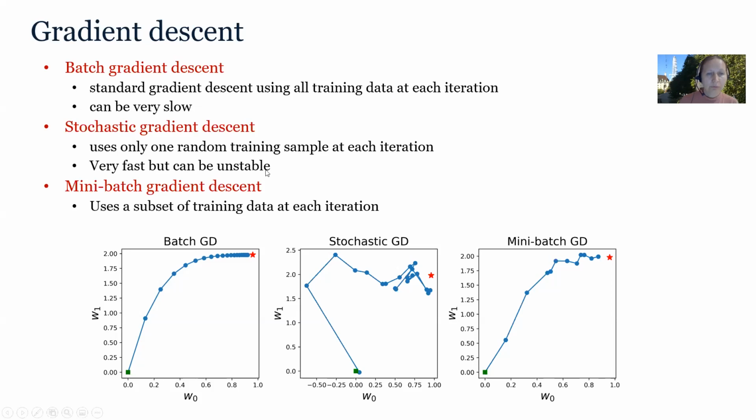Then a good compromise between these two approaches is mini batch gradient descent, and this is actually commonly used even in deep learning. This type of gradient descent uses a subset of training data at each iteration, and you can see that it's a little bit more noisy than the batch gradient descent, but tends to converge nicely to the solution.